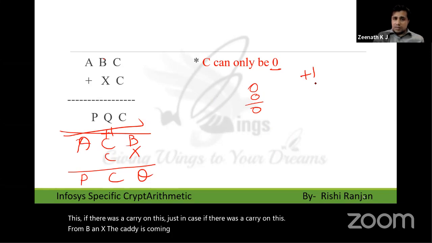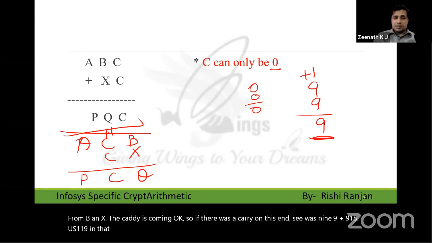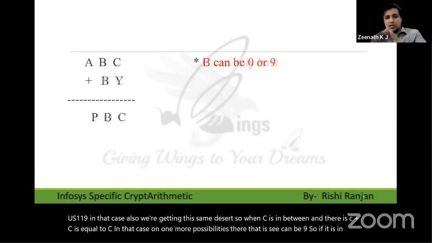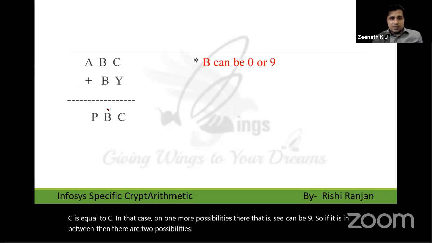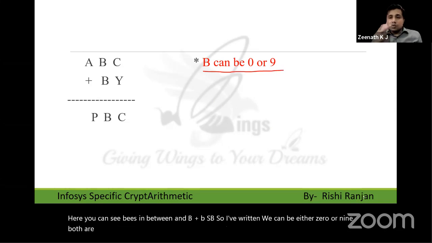So if there was a carry on this and C was 9, 9 + 9 = 18 + 1 = 19. In that case also, we are getting the same digit. So when C is in between and C plus C is equal to C, one more possibility is there, that is C can be 9. So if it is in between, then there are two possibilities. Here you can see B is in between and B plus B is B. So I've written B can be either 0 or 9. Both are possible. You will have to check two possibilities: B can be 0 and B can be 9.